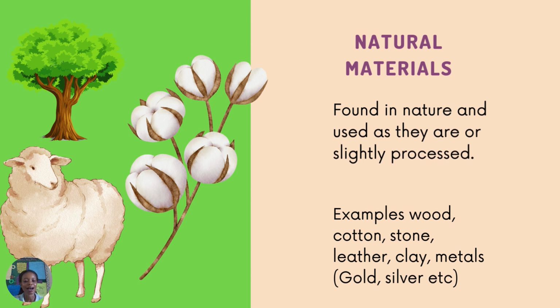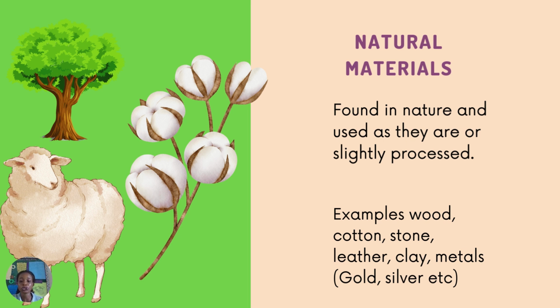Now, what are natural materials? As the name implies, natural, they are materials that are found in nature, and they are used as they are or slightly processed. That means they are not produced by humans. They can be used as they are to make various objects, or they will undergo a little bit of processing to produce various objects.